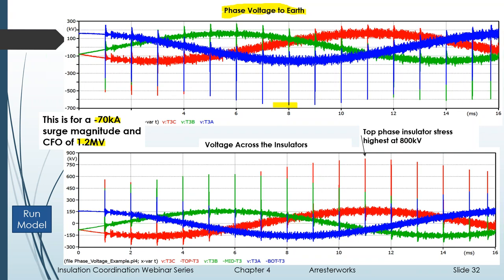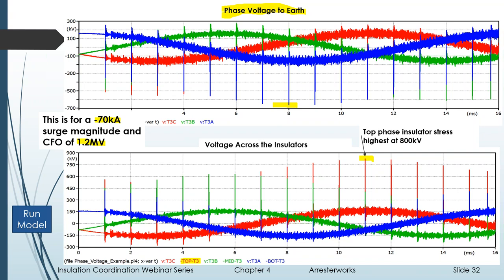Now, at the same current, if we look at the voltage stress right across the insulator, we see that the highest stress comes on the red phase, which is the top phase. And we see like 800 kV-ish, versus 750 or so on the negative side on the bottom phase. So you really need to know where your surge is. Well, I should say it that way. You can never determine when the surge is going to hit.